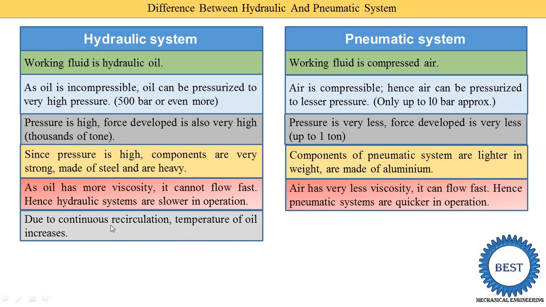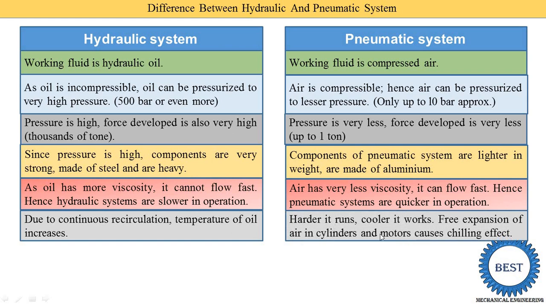Due to continuous recirculation of the oil, we use the same oil continuously. So the temperature of the oil is increased. Why is the temperature of the oil increased? Because in a pump we increase the pressure of the oil, and with the pressure, the temperature also increases. Due to friction in various components and pipes, the temperature of the oil is increased.